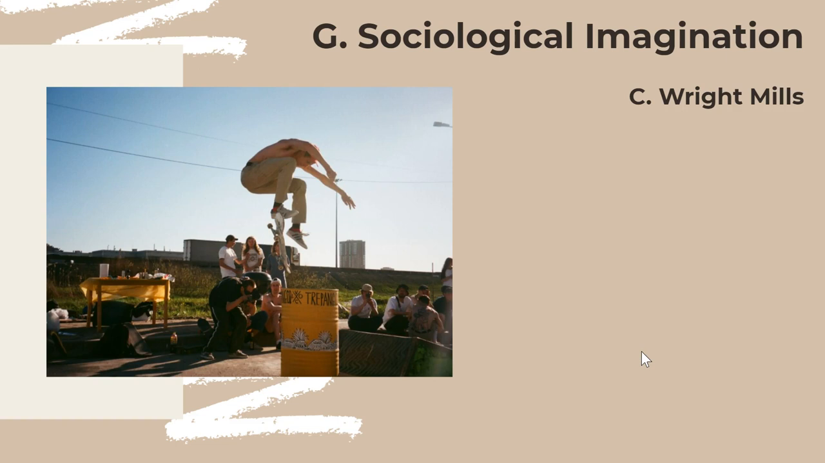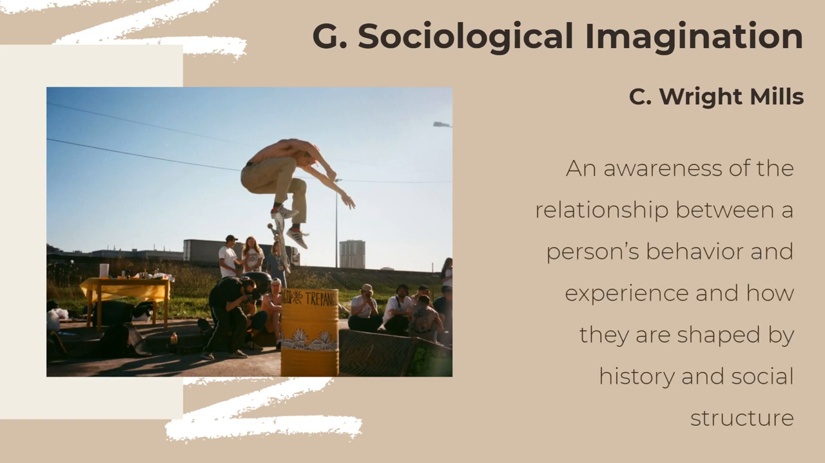And that image is a good visual depiction of sociological imagination, a term coined by a famous sociologist named C. Wright Mills. He defined it as an awareness of the relationship between a person's behavior and experience and how they're shaped by history and social structure.